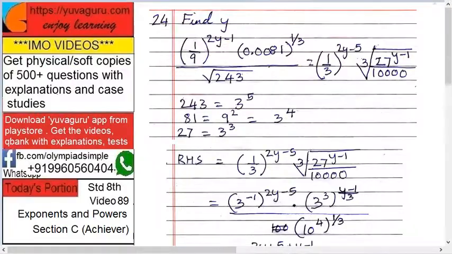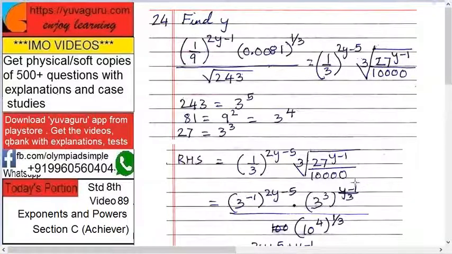Right hand side. Now let's solve RHS. RHS is (1/3)^(2y-5) times the cube root of 27^(y-1) upon 10,000. Okay. Again the same logic. Bring everything to 3. So it becomes 3^(-1) raised to (2y-5), times the cube root becomes 1 by 3. So it becomes 3^3, raised to (y-1)/3.